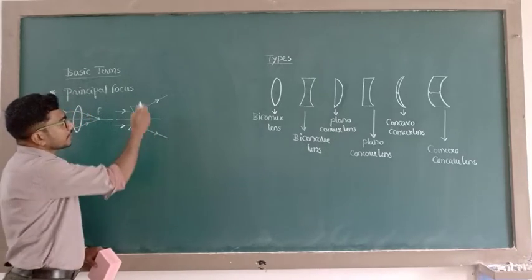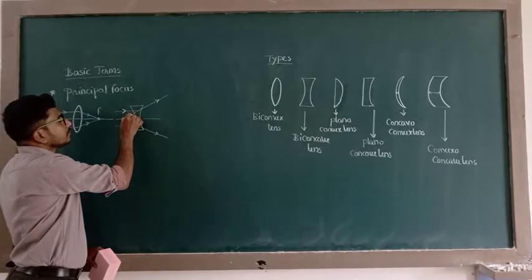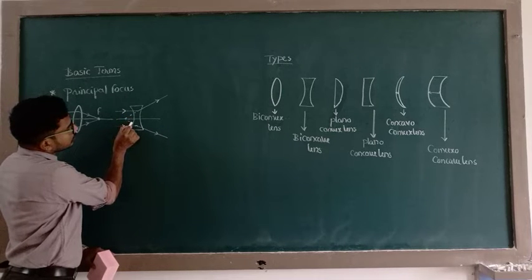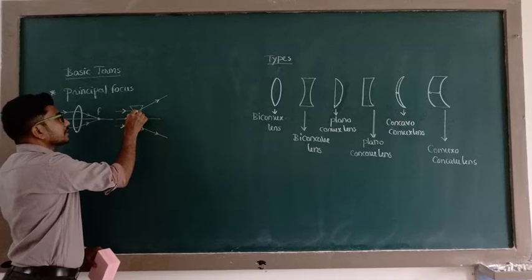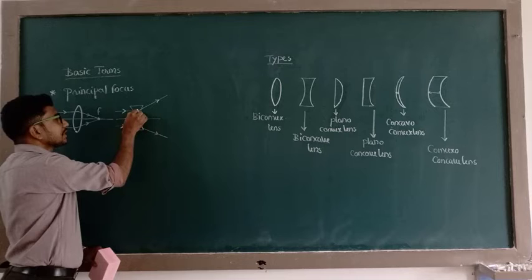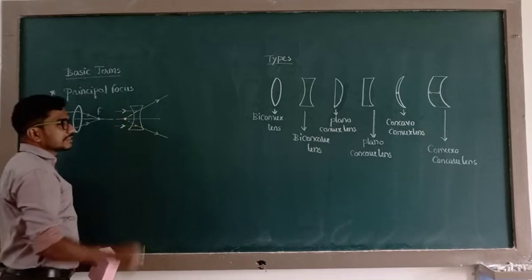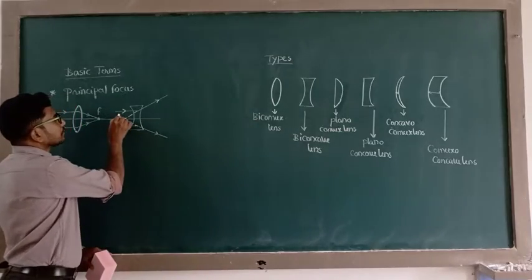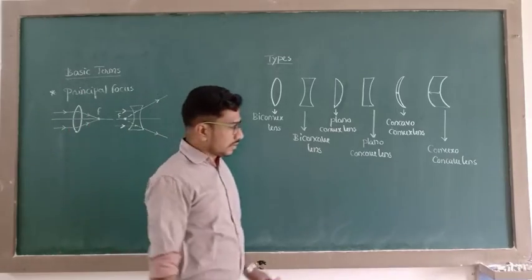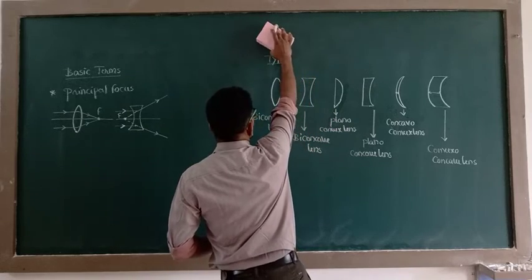By extrapolating these two light rays in the backward direction, that means by proceeding these two light rays backward, it appears as if these two light rays are emerging from a point on the principal axis. That point is known as principal focus. So that is in case of a biconcave lens.